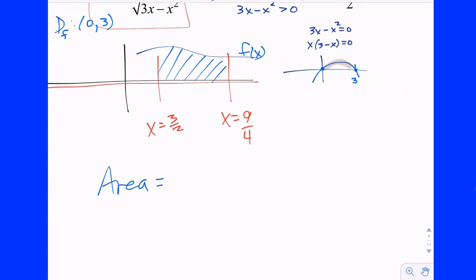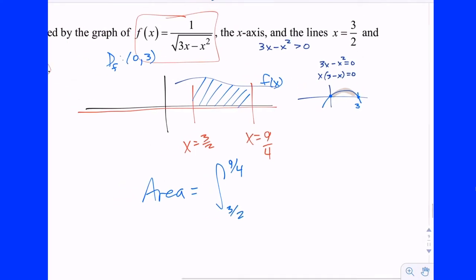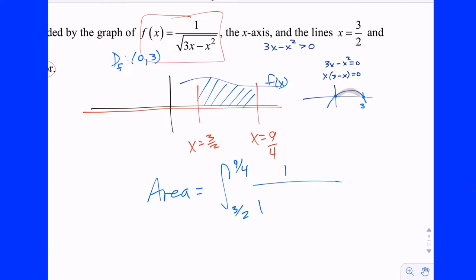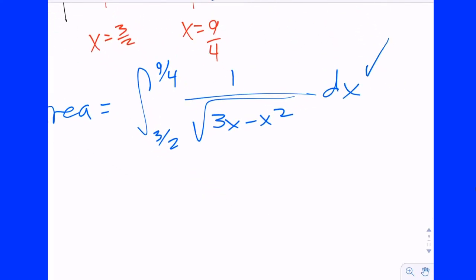The area will be then the integral from 3/2 to 9/4 of our function, which is 1 over the square root of 3x minus x squared with respect to x. That right there would get a check for the setup more than likely. And all we have to do is find the antiderivative.